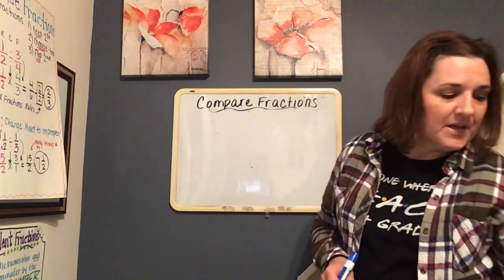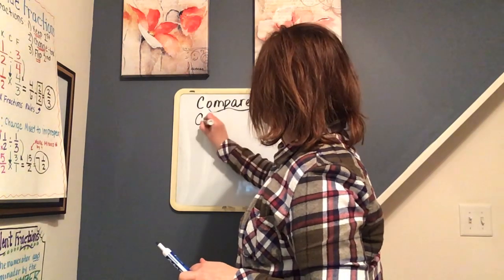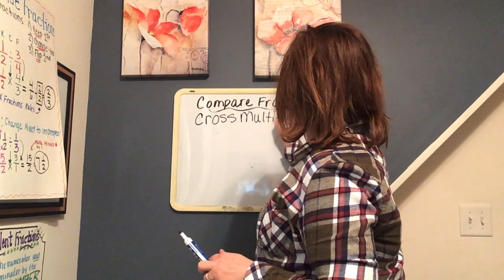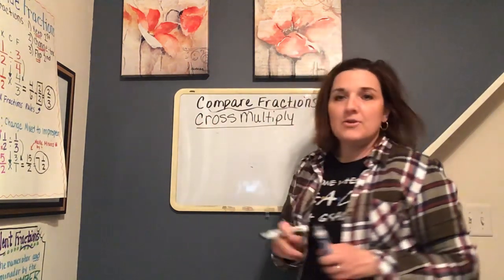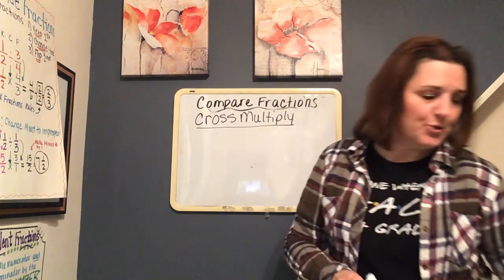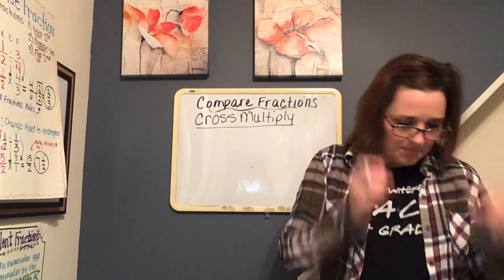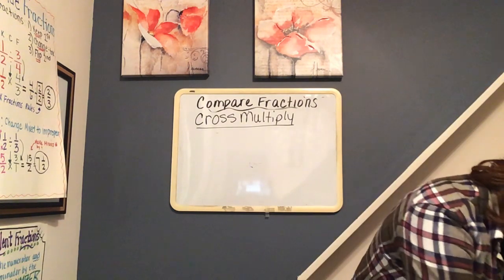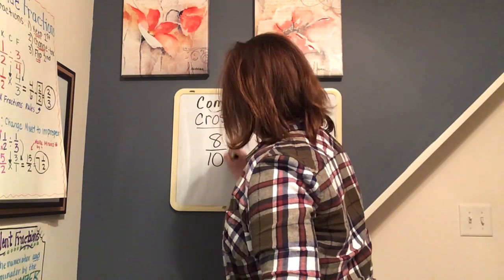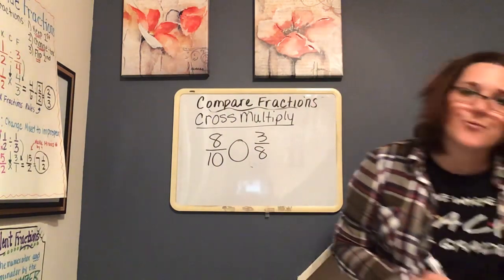Our second way is to cross multiply. This is so easy. And to cross multiply, this is where you're going to want to do greater than, less than, or equal to. Okay? So let's do a couple examples for this one. We're going to compare 8/10 and 3/8.